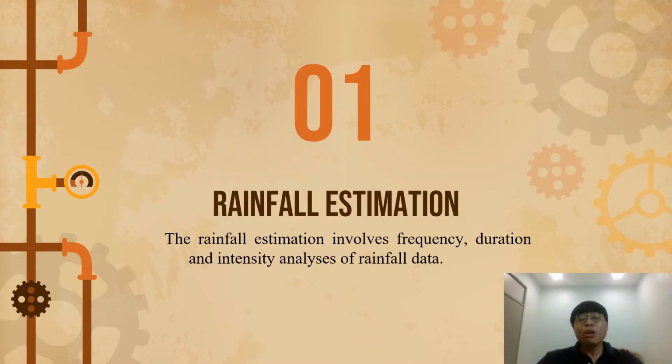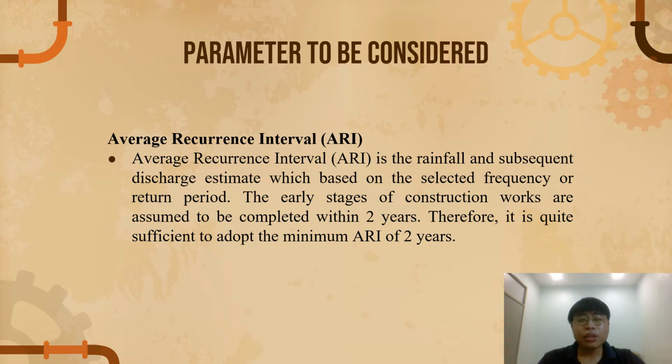So first, we get into the project design, the rainfall estimation. The rainfall estimation involves frequency, duration, and intensity analysis of rainfall data. The parameter to be considered is the ARI. ARI is the rainfall and subsequent discharge estimate, which is based on the selected frequency or return period.